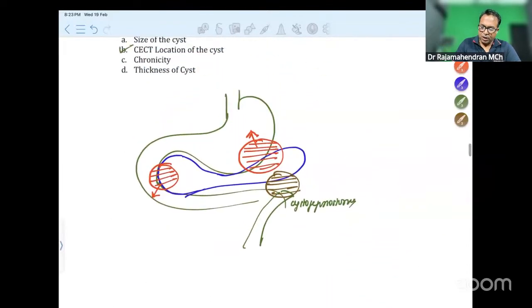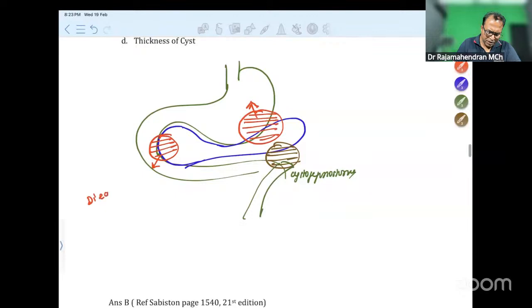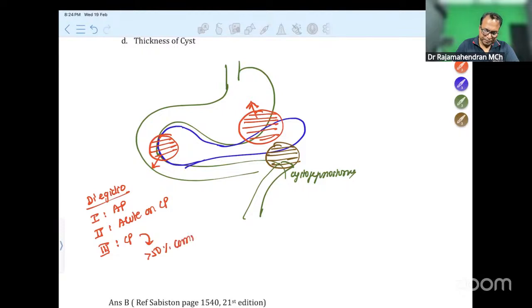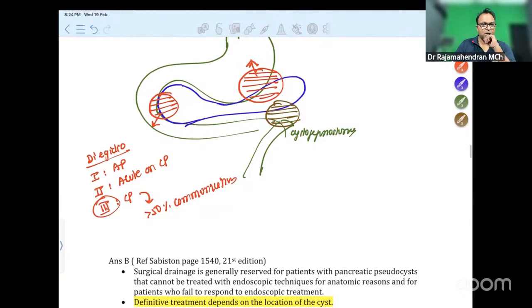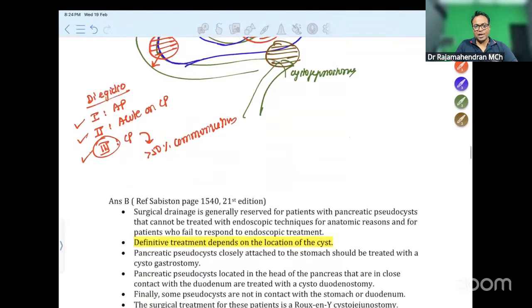So what is the DEGDO classification? Type 1 is pseudocyst following acute pancreatitis. Type 2 is pseudocyst following acute on chronic pancreatitis. Type 3 follows chronic pancreatitis, and more than 50% of chronic pancreatitis will have communication. So don't forget, there are 3 types of DEGDO classification: type 1, type 2, type 3.